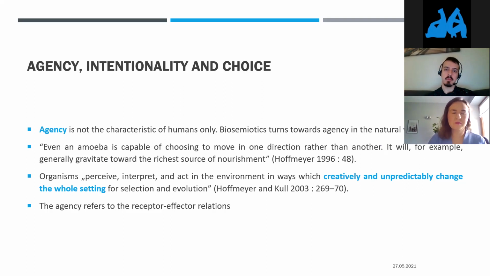What is also important, and will refer to the last part of my presentation, is that organisms perceive, interpret, and act in the environment in ways which creatively and unpredictably change the whole setting for selection and evolution. So it is also close to some ideas presented by Tarasti, which I talked about a few minutes ago, that the agent has the power to change its setting. It is not a passive entity, but it has its own agency, its own power to change its environment.